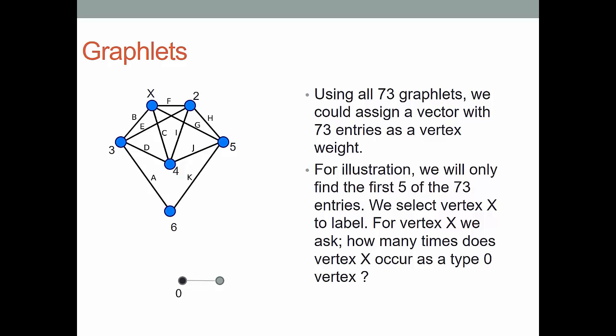So again, how many times does the vertex X appear in an induced subgraph when that induced subgraph is simply an edge? And the answer is 4. So we'll start a vector, and the first entry of the vector is 4.